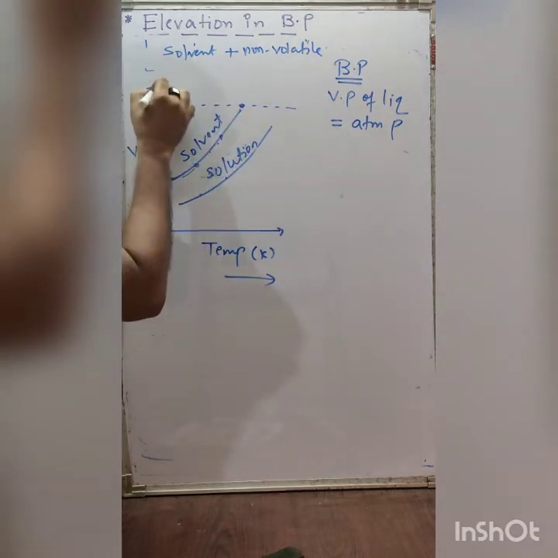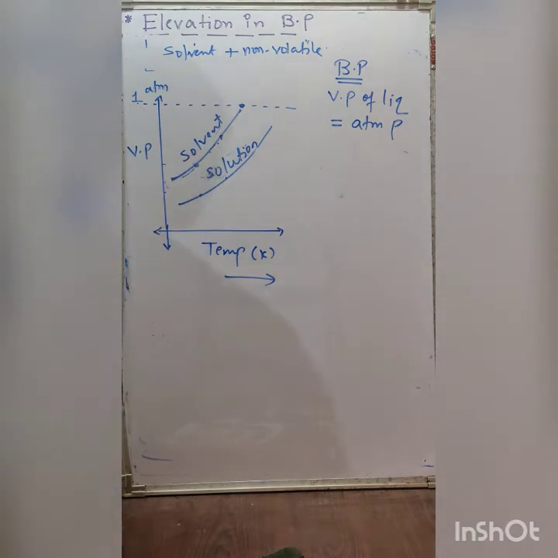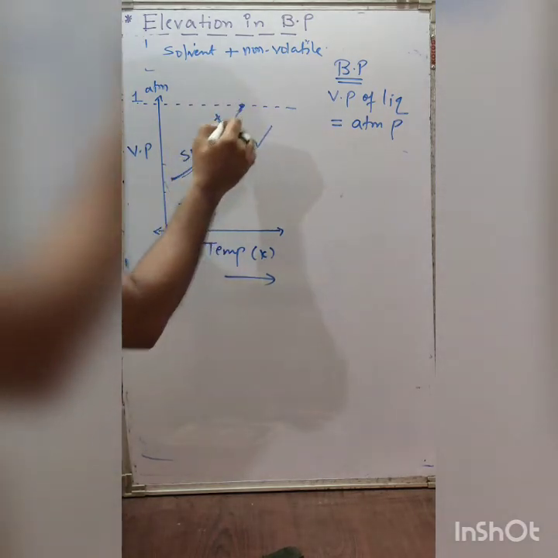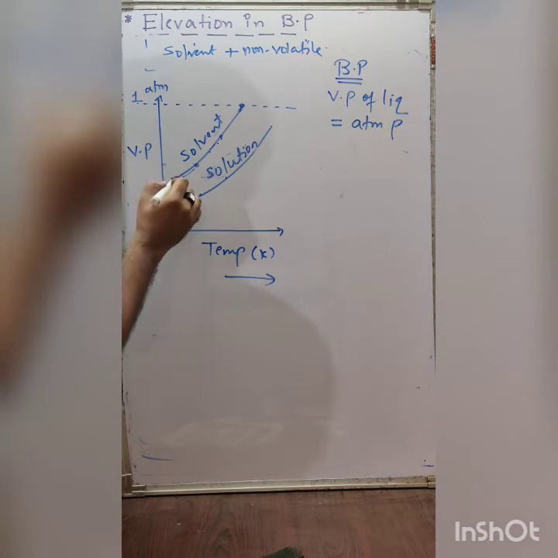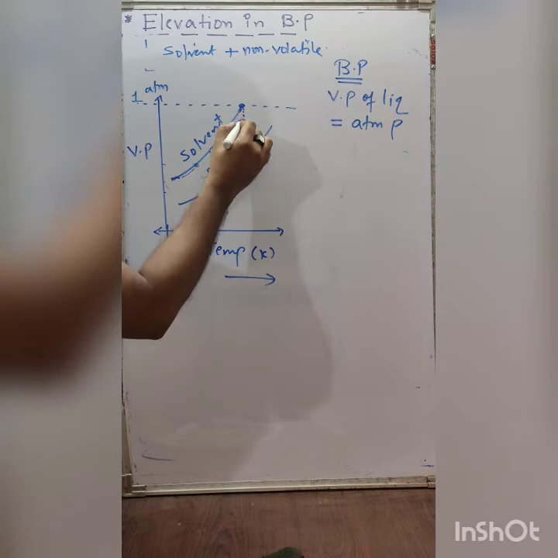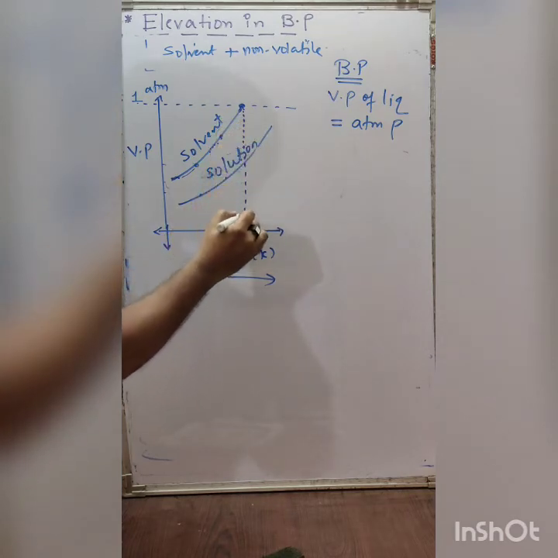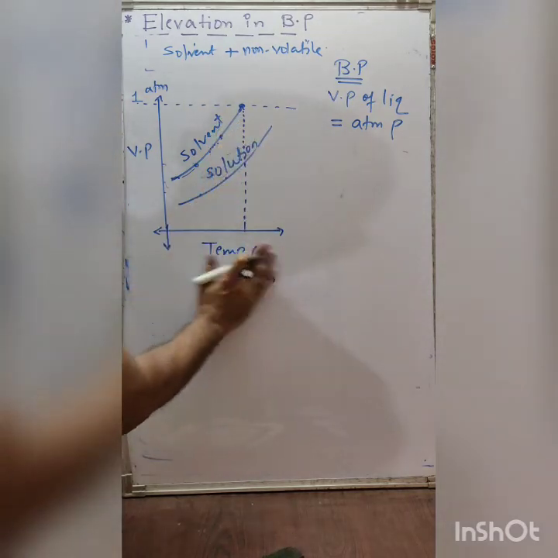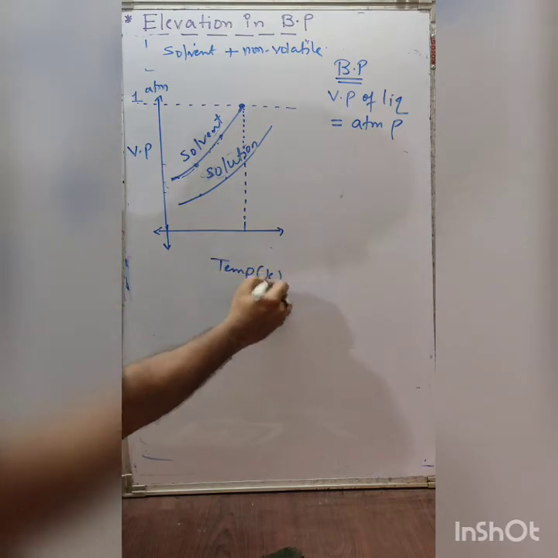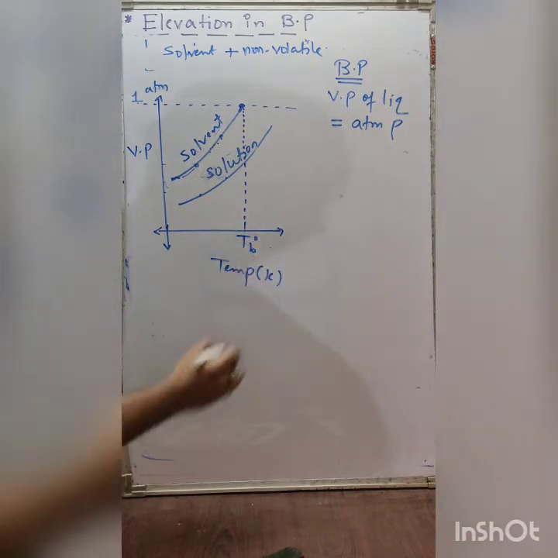This is the atmospheric pressure line. So it is equal to the atmospheric pressure. When the vapor pressure of the solvent is equal to the atmospheric pressure, I can say that at this temperature your solvent will boil, which can be written as TB0.